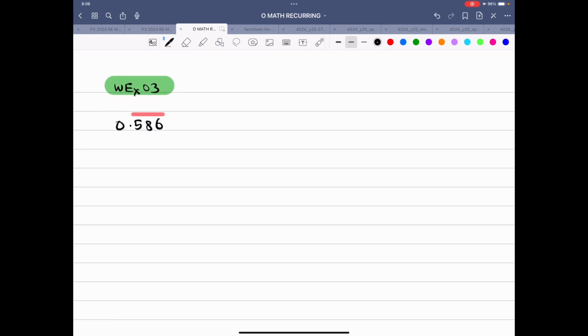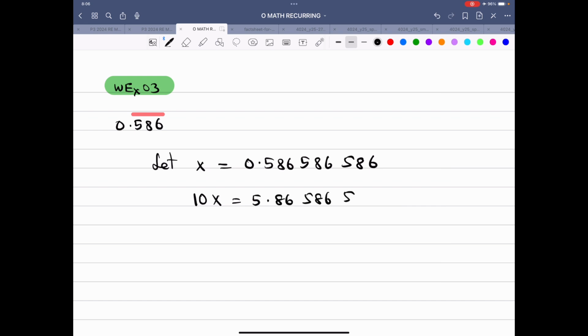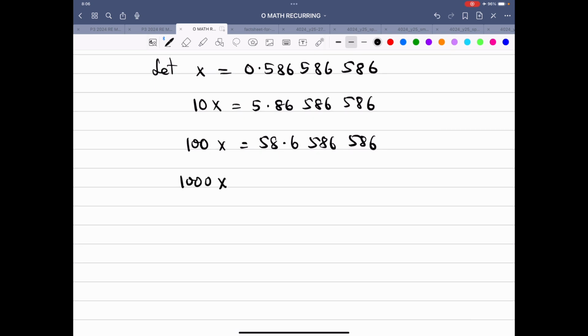Now this time this is 0.586 repeating. Again, let x equal 0.586586586. Let's multiply with 10, 10x, and let me write more 586, because this is being repeated. So 10x is 5.86586586. Let me write 100x, that is 58.6586586. Let me write 1000x, that is 586.586586. No, the point is already used.